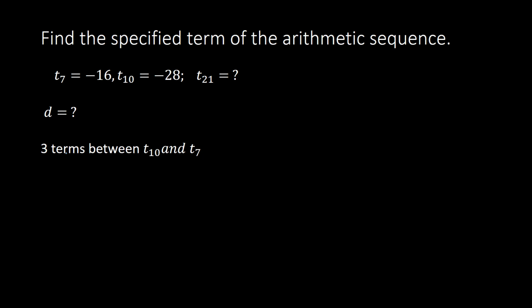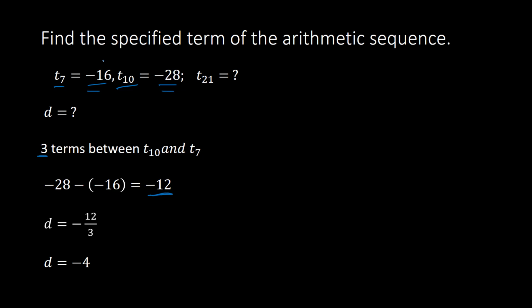But to find the common difference, what we can do is use the fact that there are 3 terms between term 10 and term 7. And then the gap between those two values, negative 28 and negative 16, you can find by subtracting the two numbers, and that's going to be negative 12. My common difference I can find by dividing the negative 12 by the 3, because there are 3 terms, and the common difference would be negative 4.